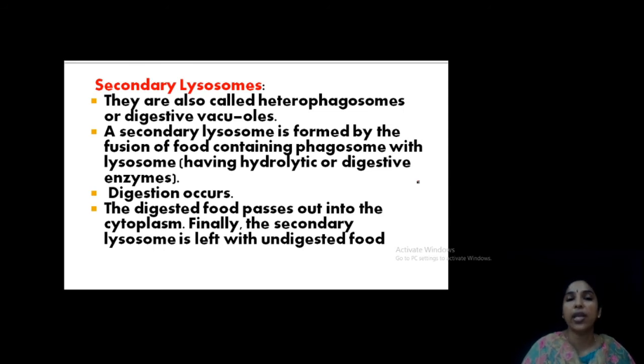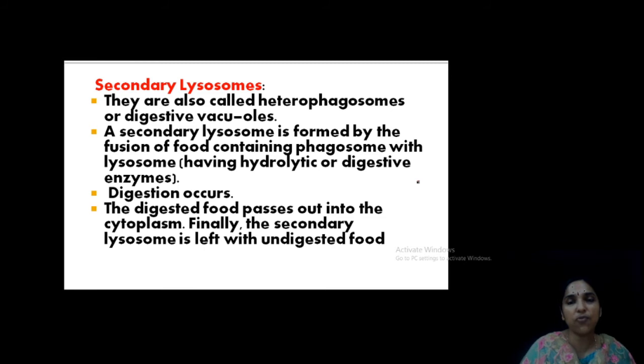Secondary lysosomes are actually heterophagosomes, a fusion product. They are formed by the fusion of a food-containing phagosome with the lysosome. Phagosomes are food-containing vesicles fused with the lysosome. That is secondary. After that fusion, digestion occurs, and the digested food passes into the cytoplasm.